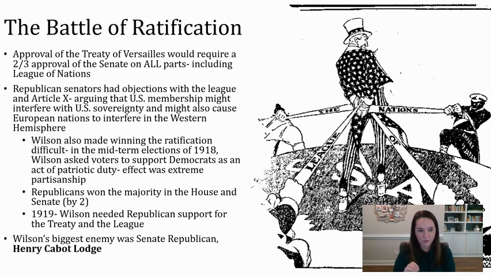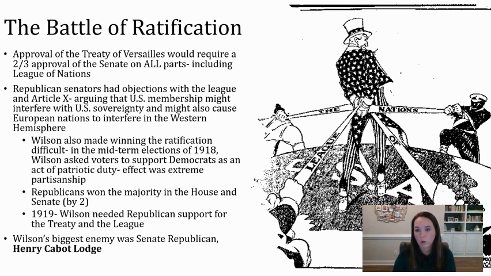Wilson also made it very difficult for himself because in the 1918 midterm elections, he started asking voters to support Democrats as an act of patriotic duty. It was extremely partisan. I know that doesn't sound like that big of a deal today because we are so partisan, but he made it super political because, again, it was his baby. He was very passionate about it. Republicans are going to win the majority, though, in the House and in the Senate. So Wilson now needs Republican support in order to get the treaty signed and to create the League of Nations.